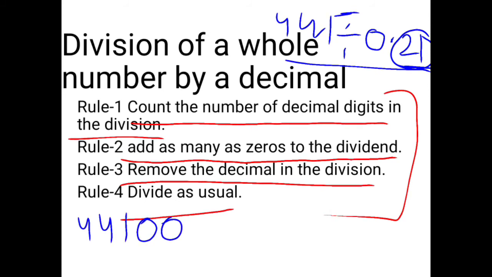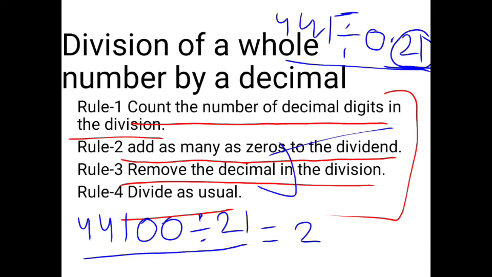Now it becomes 44,100, and now we are removing the decimal of this 21. So this becomes 21, and directly now you can divide. So what do you get as the answer? If you divide like this, then you get 2100 as the answer. You can cross check. Okay.